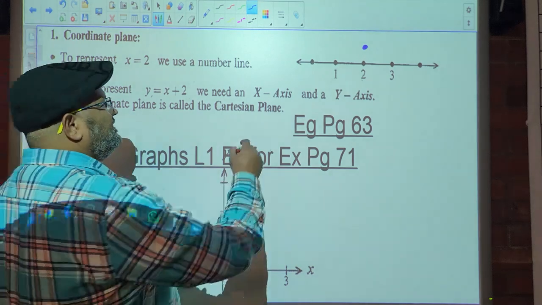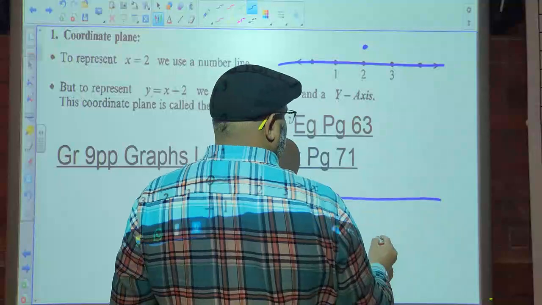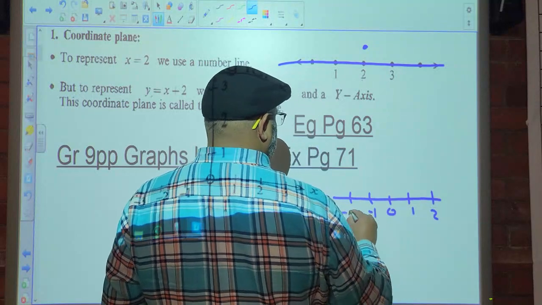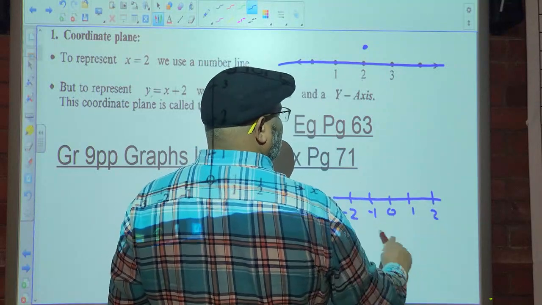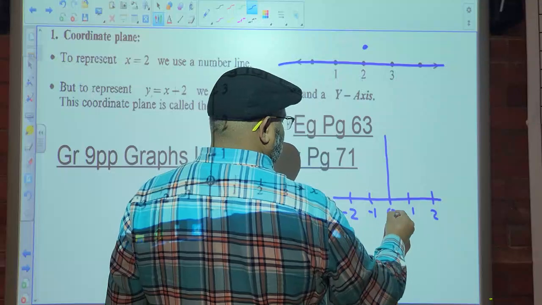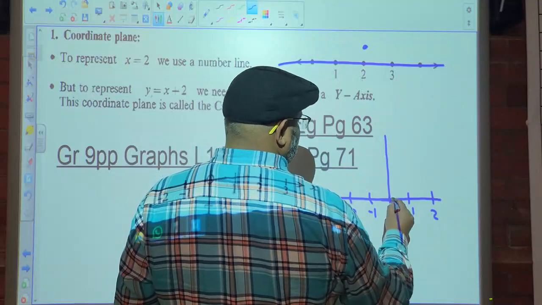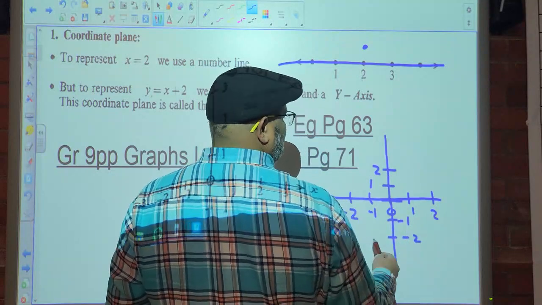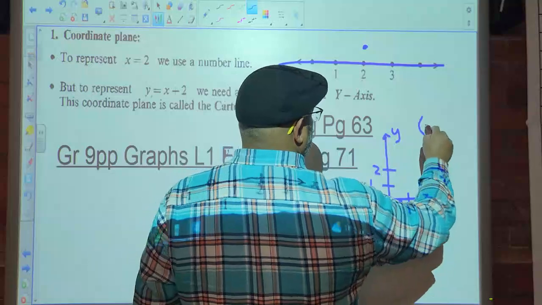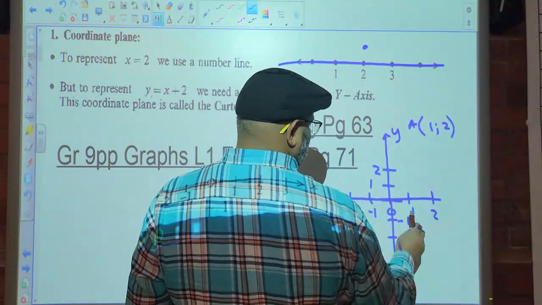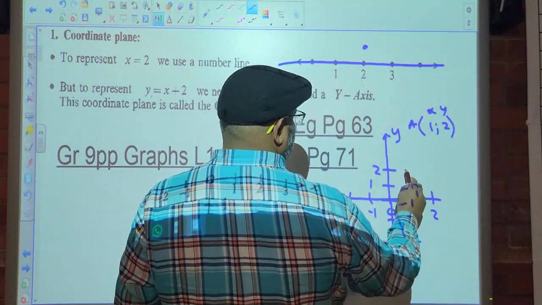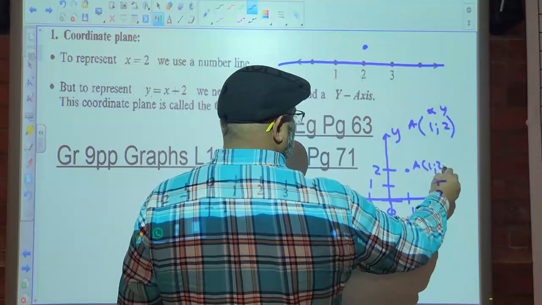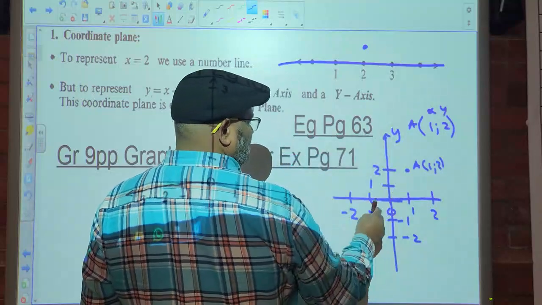So what they did was they took a number line. There's 1, 2, 3, 4, so they got the 0, 1, 2, minus 1, minus 2. And they took exactly that number line and turned it 90 degrees and put it on the 0. So that is 0 again: 1, 2, minus 1, minus 2, and so on. If I ask you to plot the point A, which is 1 and 2, I go with x is 1 and y is 2. Can you see here? That's going to be that point A. Of course, that goes all the way to infinity and negative infinity.